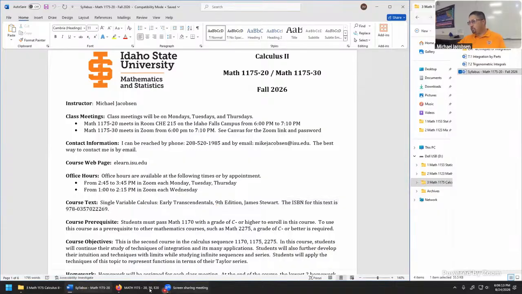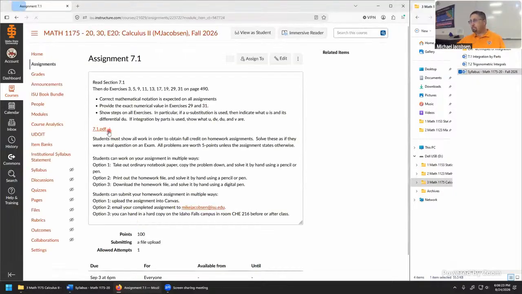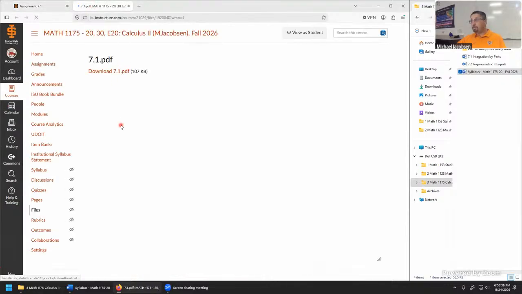So if you have an older edition, here's what you would do. You still have to do the same homework assignment problems, but when you click on assignment 7.1, I will always be attaching a PDF to tell you which exact problems you're really doing. So if it's an older edition or maybe a different 9th edition, that's kind of annoying. These are the specific problems that are going to be assigned and graded for the class.